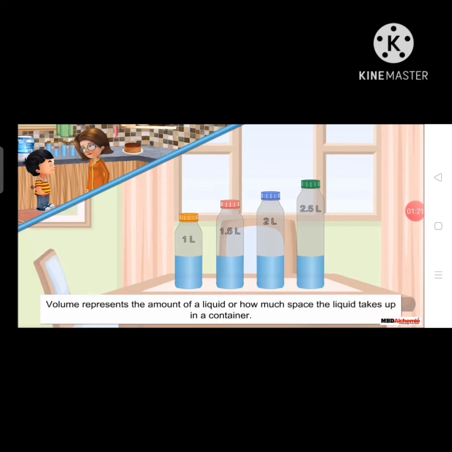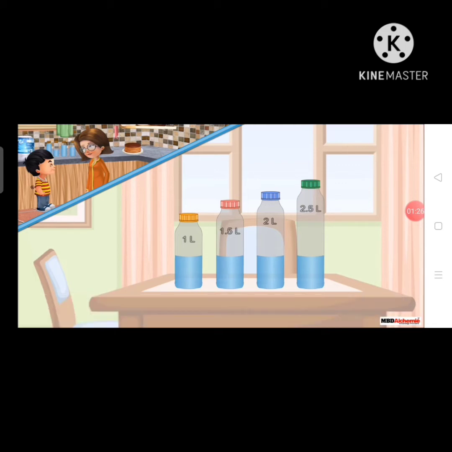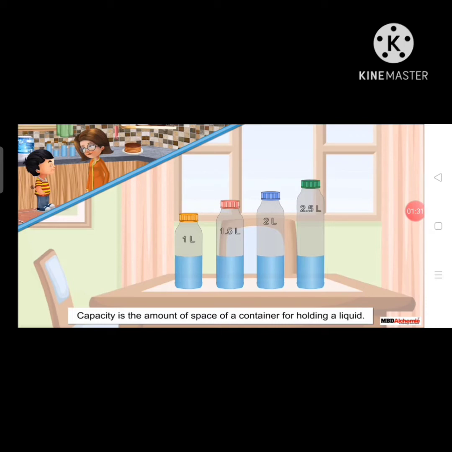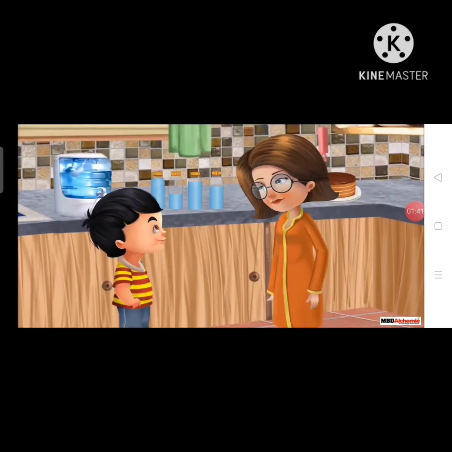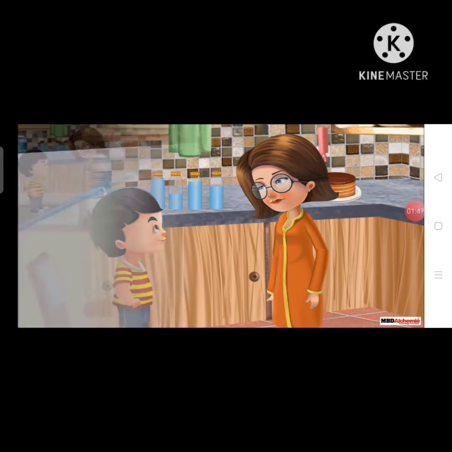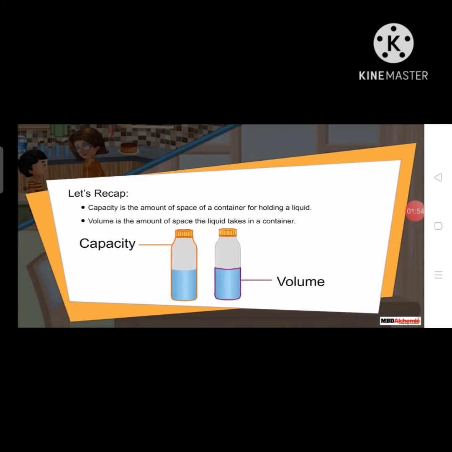The volume represents the amount of a liquid or how much space the liquid takes up in a container, whereas capacity is the amount of space of a container for holding a liquid. Like here, the capacity of containers are 1 liter, 1.5 liters, 2 liters, and 2.5 liters. Now Sid says, I am very happy to know about capacity and volume. Let's recap. Capacity is the amount of space of a container for holding a liquid. Volume is the amount of space the liquid takes in a container.